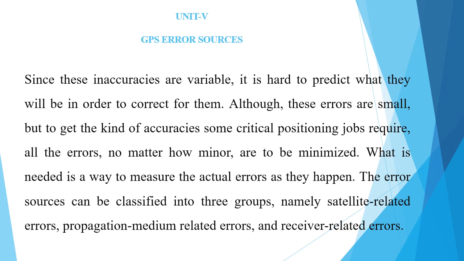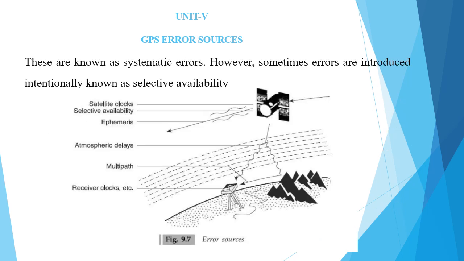The error sources can be classified into three groups, namely satellite related errors, propagation medium related errors, and receiver related errors. These are known as systematic errors. However, sometimes errors are introduced intentionally, known as selective availability.